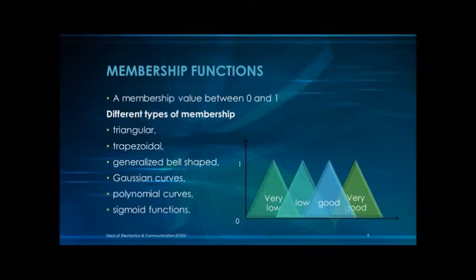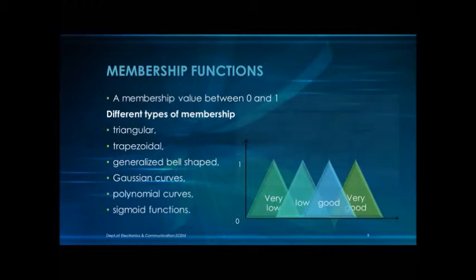In the membership functions. The membership function is essentially a curve that defines how each point in the input space is mapped to a membership value between 0 and 1. We can give the input variable like very low, low, good, very good. There are different types of memberships. They are the triangular method, trapezoidal, generalized bell-shaped, Gaussian curve, polynomial curve, sigmoid functions. Here we took triangular for the representation of input variables.